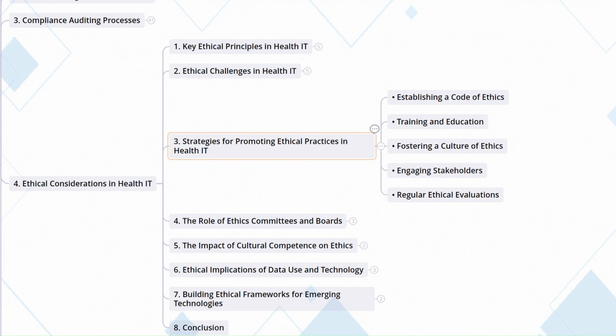As the healthcare landscape continues to evolve with advancements in technology, professionals in health IT must remain committed to ethical practices that prioritize the well-being of patients and the integrity of health information systems.